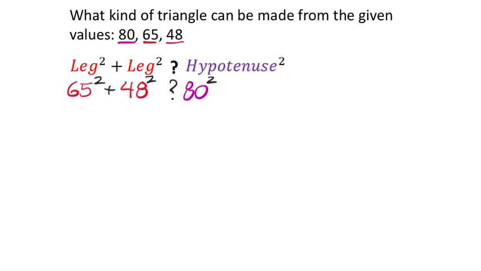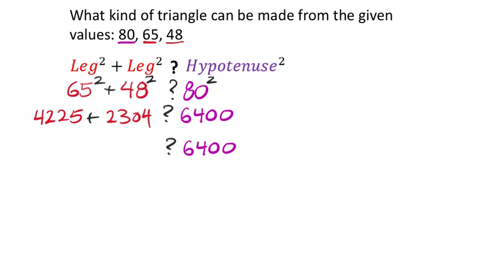Then do these. So 65 squared, my calculator gives me 4,225. 48 squared shows as 2,304. And then 80 squared should be 6,400, and it is. So this is what we get, and I'm going to add these two numbers together and then compare that with 6,400.